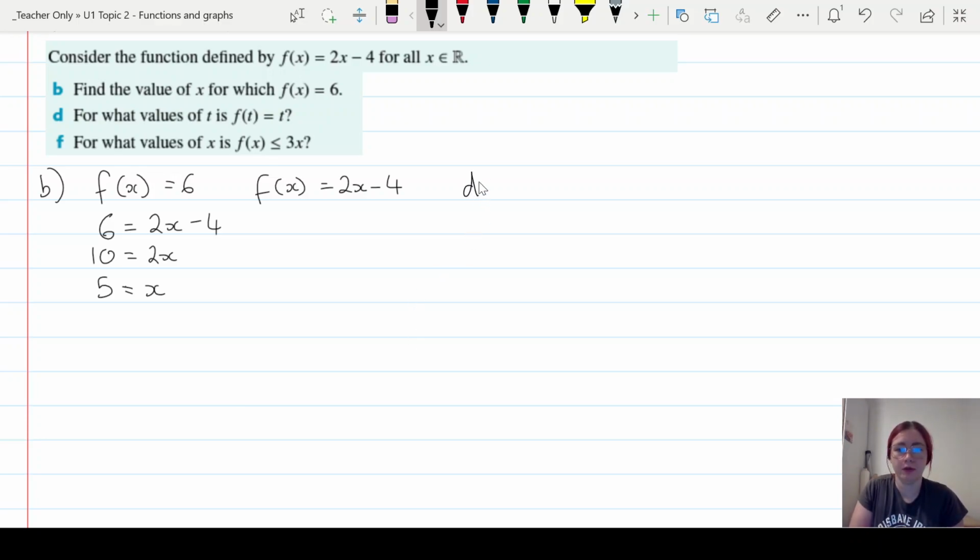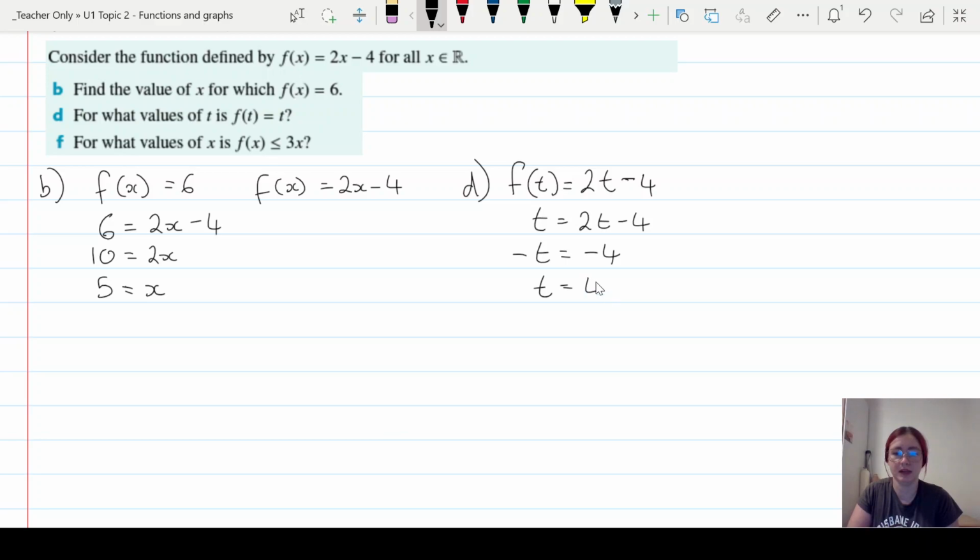For d here, what values of t does f of t equal t? Well, if we write out f of t, that just means we're replacing that x with a t: 2t minus 4. And so we just want t to be equal to 2t minus 4, which means we have negative t equals negative 4. So t would be 4. So the value of t for which f of t equals t is 4.